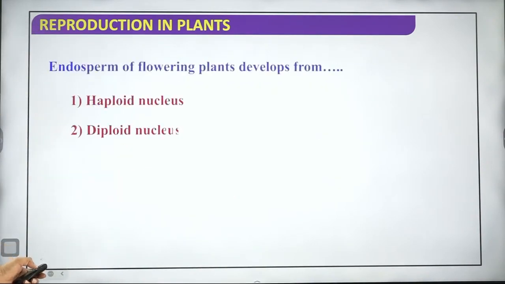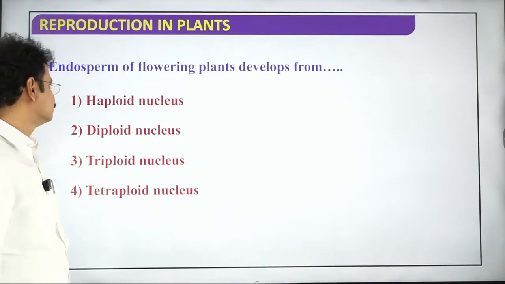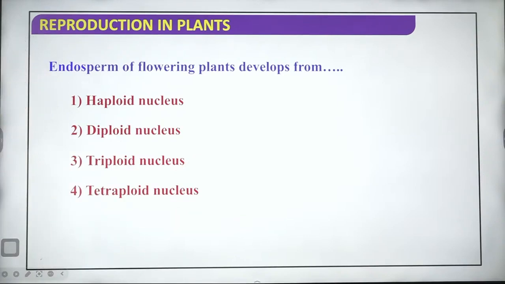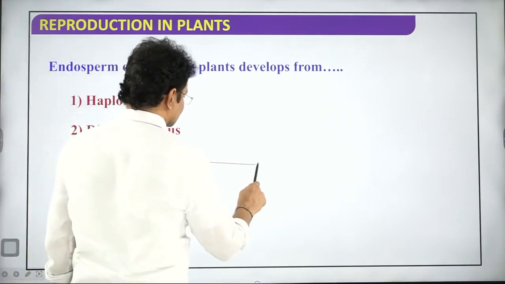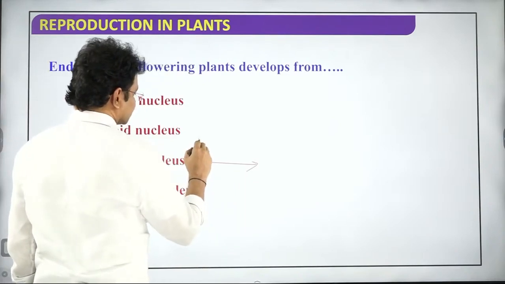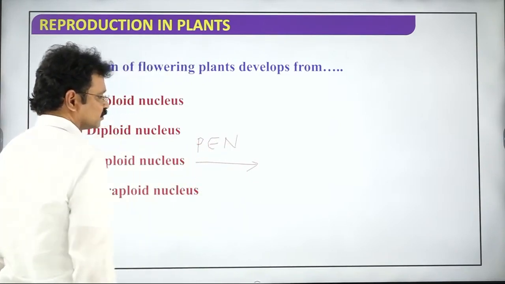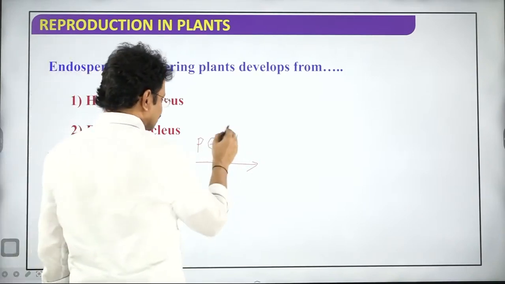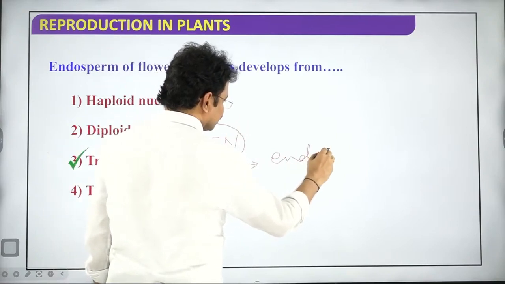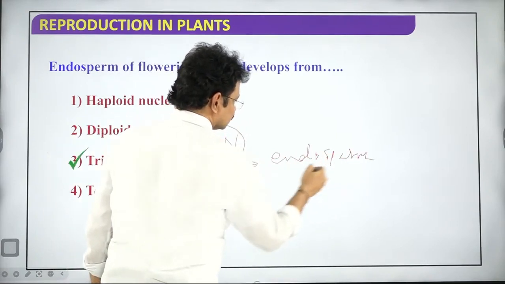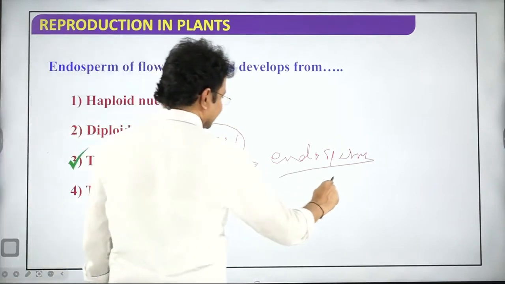Next, endosperm of the following plants develops from: haploid nucleus, diploid, triploid or tetraploid. Triploid nucleus. As a result of triple fusion, the primary endosperm nucleus is formed. The primary endosperm nucleus is the first cell for the development of endosperm. Then the ploidy of endosperm is 3N.